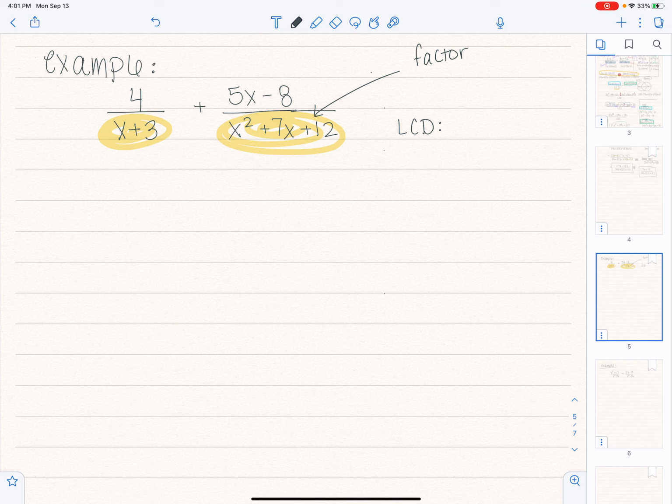If you want to take a second, pause this video and factor that. Now from there, the factored form would be x plus 4, x plus 3. So I'm going to rewrite this fraction with that factored form on the denominator because I'm not changing the value.